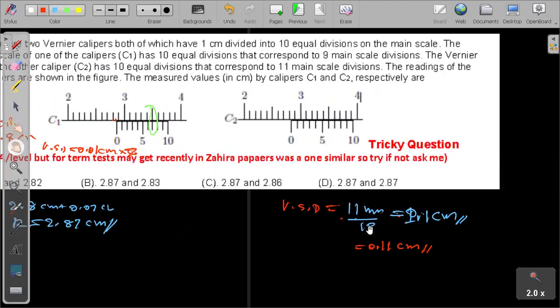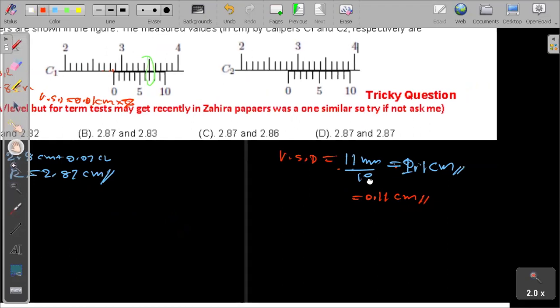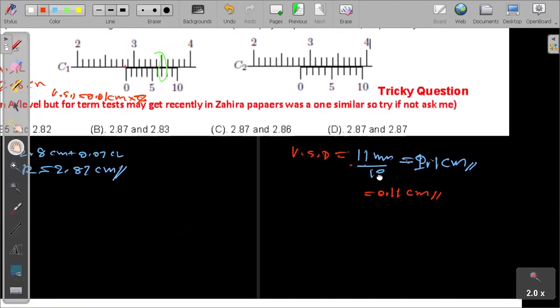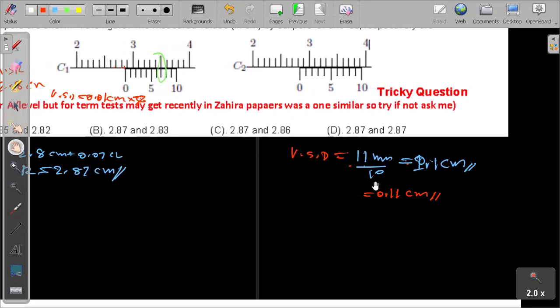There is a trick to do this. Let's first find out what is the value of this. It appears that the sixth line in color is aligned with, in line with... oh wait, the seventh line. I will take it like the sixth line.